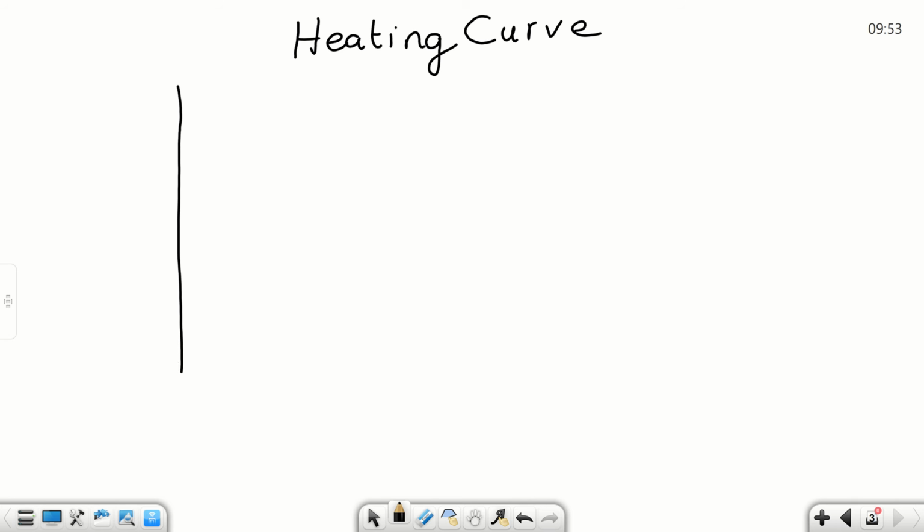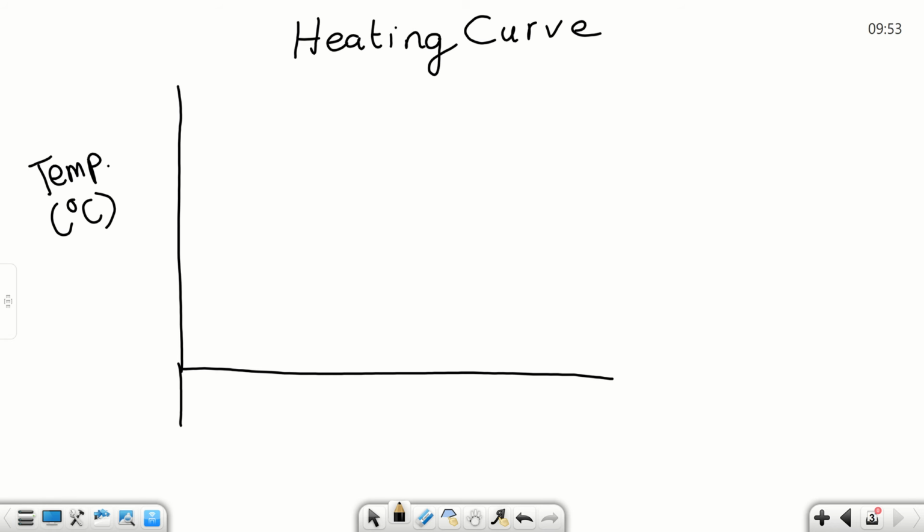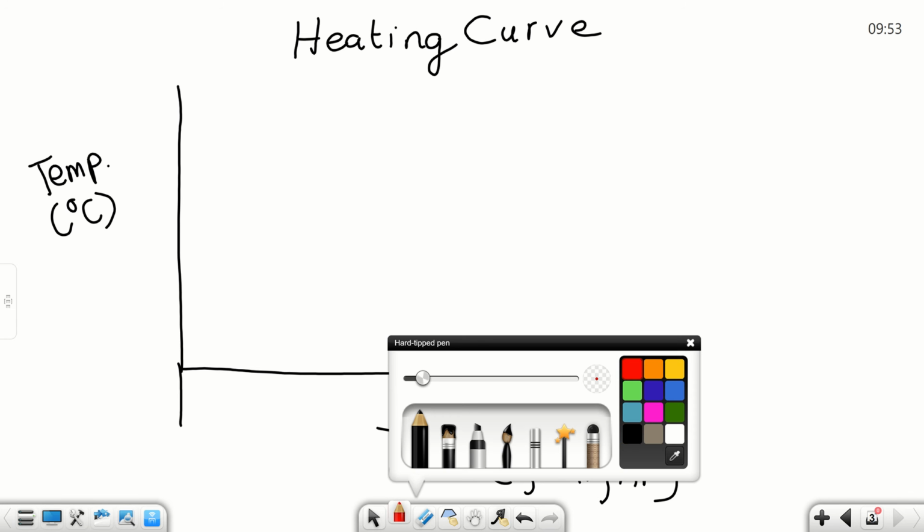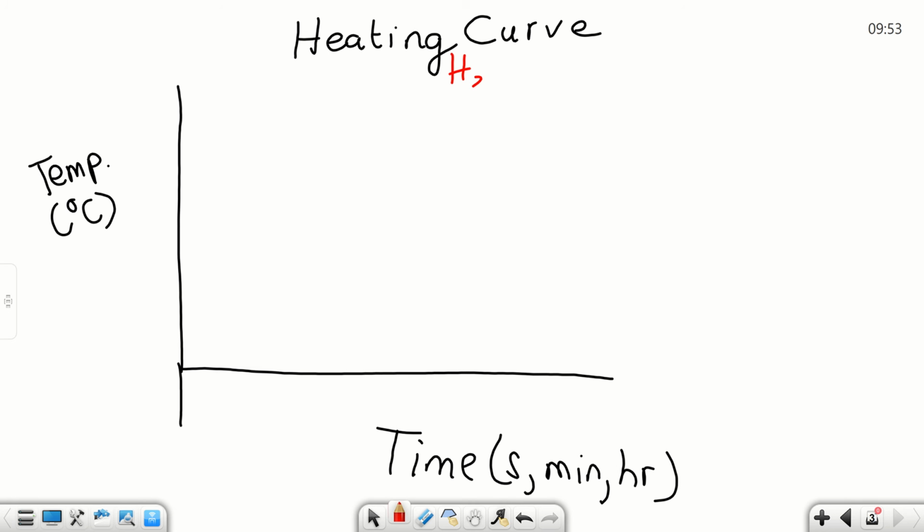A heating curve is a graph. What you're going to see is a graph of temperature on the y-axis, usually in degrees Celsius, and time on the x-axis. This can be in seconds, minutes, hours, whatever. What we should see on this is, let's say I'm doing a heating curve for water, which will be the most common one.